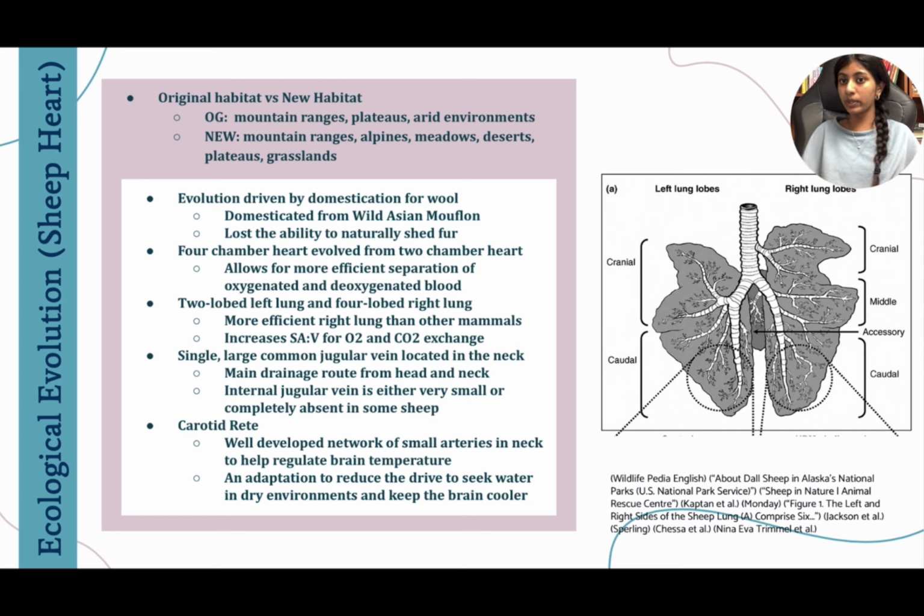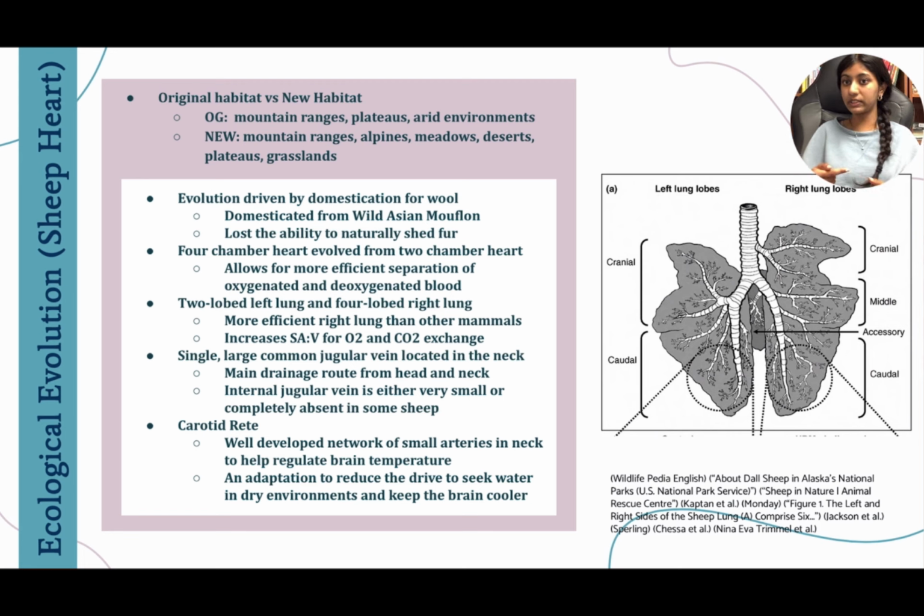They have a 4-chambered heart, which evolved from the 2-chambered heart. This newly evolved heart can allow for more efficient separation of oxygenated and deoxygenated blood. Furthermore, they have a 2-lobed left lung and a 4-lobed right lung. This right lung is actually more efficient than most mammal lungs because of the greater surface area to volume ratio that the 4 lobes gives the lung.